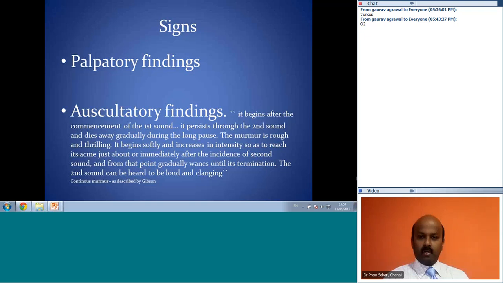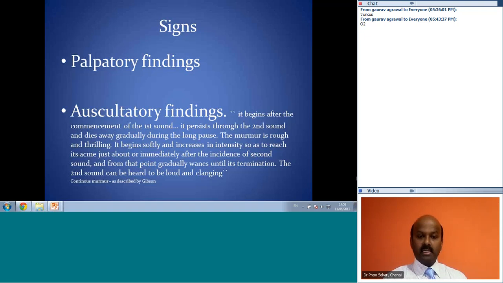He described it thus: it begins after the commencement of the first sound, it persists through the second sound, and dies away gradually during the long pause. The murmur is rough and thrilling. It begins softly and increases in intensity so as to reach its acme just about or immediately after the incidence of second sound, and from that point gradually wanes until its termination. The second sound can be heard to be loud and clanging.